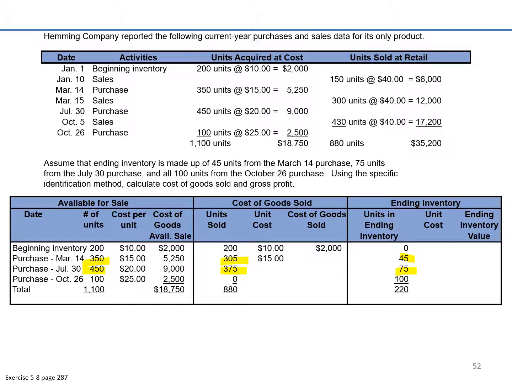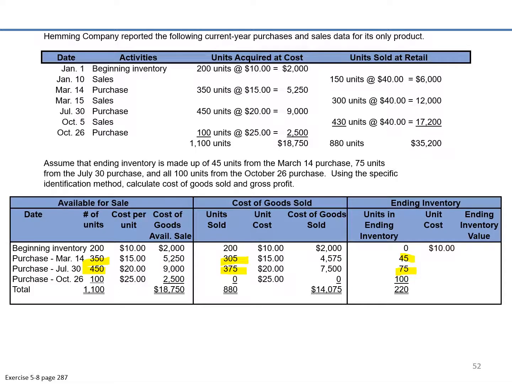Our 350 units were purchased at $15. We sold 305 of them. So 305 at a 15 per unit cost gives us cost of goods sold of $4,575. 375 at a $20 unit cost, $7,500. 0 at a 25 cost is 0. So we have $14,075 of cost of goods sold.